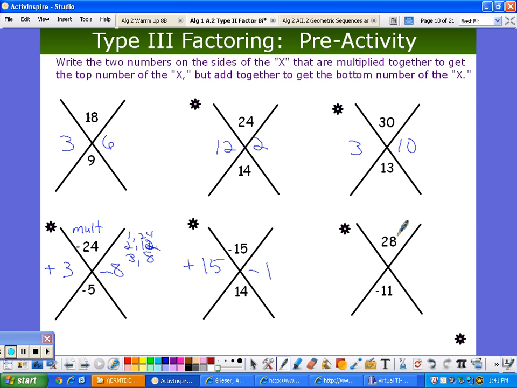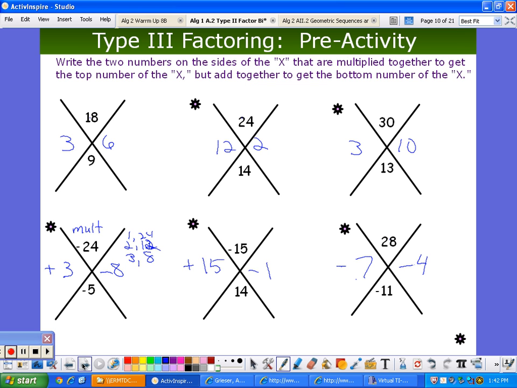Now this one's kind of interesting. I've got a positive number here, but a negative number down there. How do I get that to happen? What do I know about the signs? Signs have to be the same, and they have to be negative. It's the only way to add to that negative number here. So what two numbers multiply to 28 and add to 11? Oh, negative 7. There we go. Negative times negative gives us a positive. Negative plus negative, we get the negative 11.